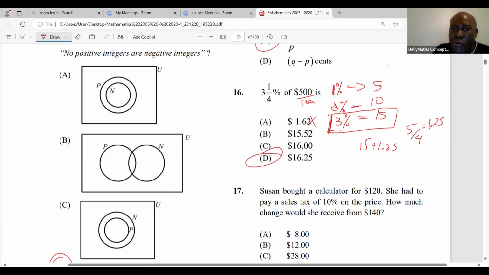If you want to work it out the regular way, where you represent your percentage, you say 3.25 over 100 times 500, and you get the answer just the same. 100 into itself is 1, 100 into 500 is 5. Then you could find your answer by saying 3.25 times 5. Definitely, you're going to end up with the same answer. So whichever way you see best for you, you work it, they work.